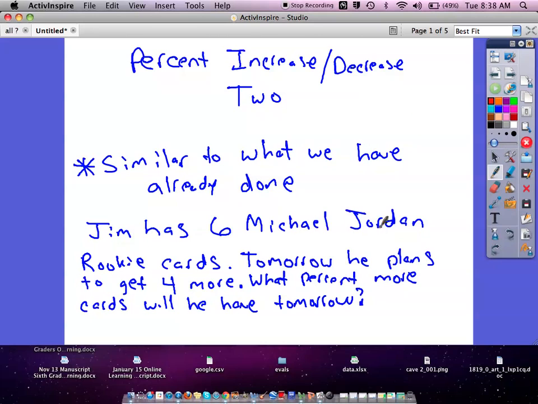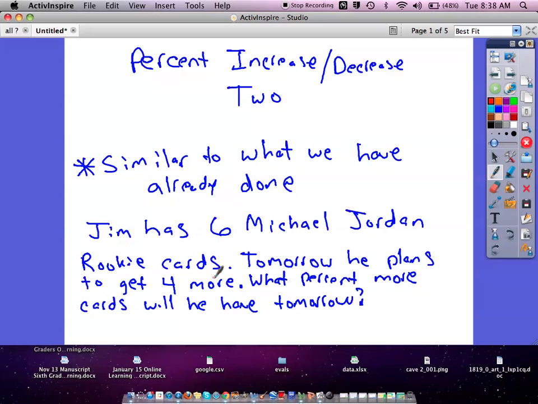Jim has 6 Michael Jordan rookie cards. Tomorrow he plans to get 4 more. What percent more cards will he have tomorrow? So what I want to know is, and this would obviously be a percent increase. If you think about it, how many cards will he have after tomorrow? He's going to get 4 more, so he's going to get 10 cards altogether. That's something that's going to be important to know.